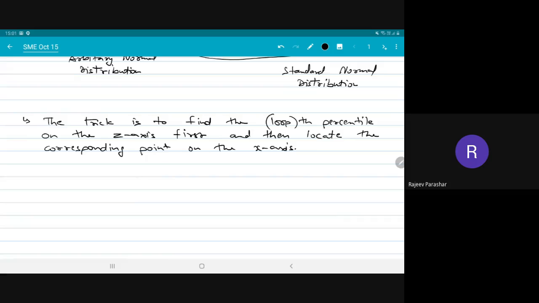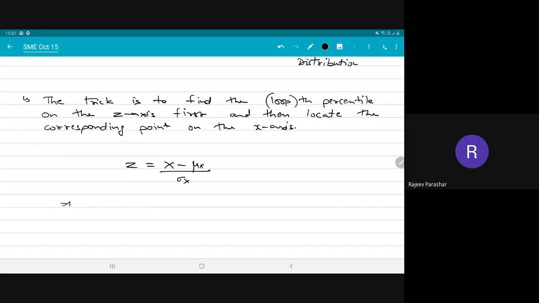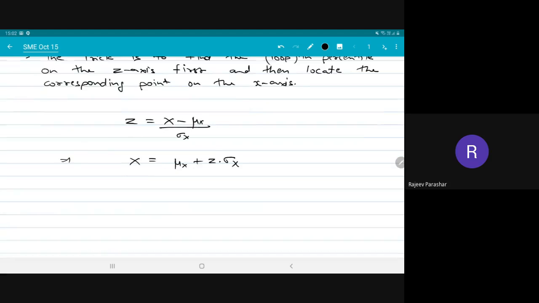Okay, how do we do that? We have z defined as this. Just invert this around. So x will be mu of x plus z into sigma of x.